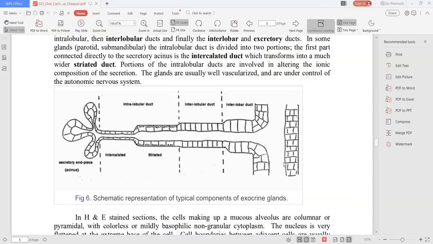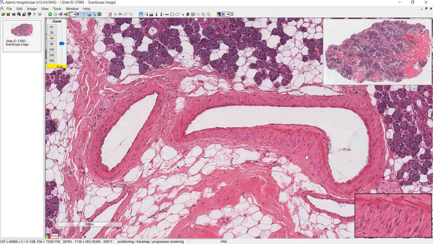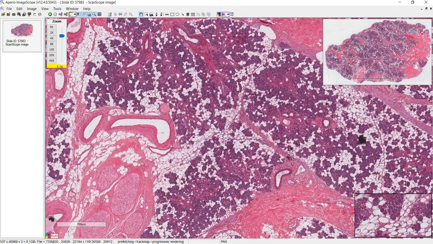All right. I don't think we'll have to be able to differentiate interlobular and interlobar, just because, as far as I know, there's only two lobes in the parotid gland. That's more of a macro thing, not so much a histological thing.